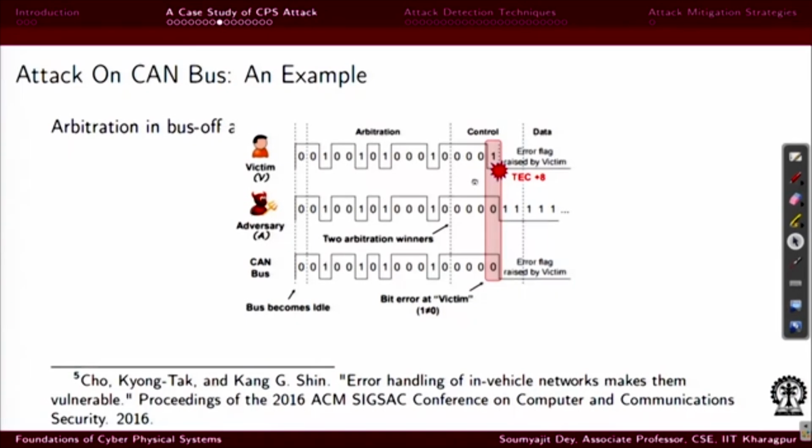Okay, and then there will be a time when it is sure that it has fully synchronized, and at that time, when the victim is transmitting a message, this adversary will start transmitting a sequence of zeros.